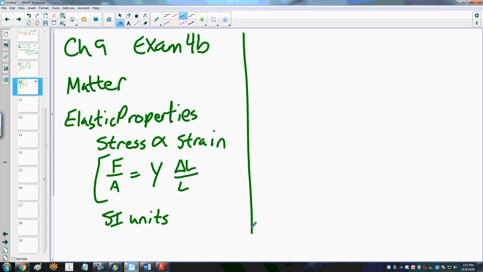The next thing is going to be just density and pressure. Remember density, you'll probably have some basic questions where you just have to calculate density. Hopefully those are all gimme questions. You've had that in third grade, so you should know density really well.